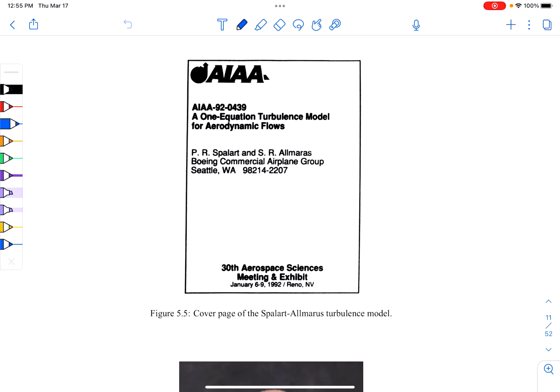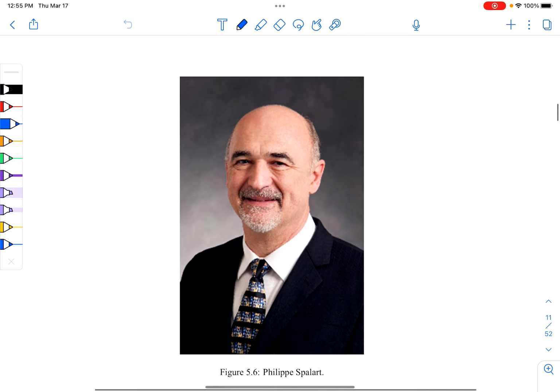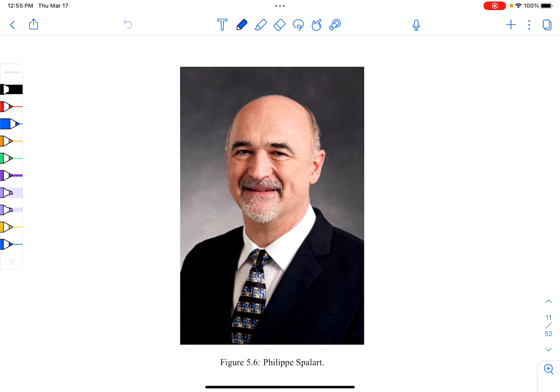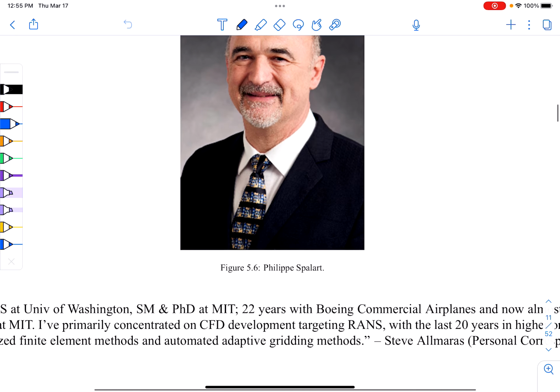So there's the cover page, and this is the first time it was laid down. It was converted into a journal article, which I put in the reading online. I reached out to Allmaras, and I didn't think he had a picture to share publicly, so I won't put one in a recording. But this is an official portrait of Philippe Spalart, and this is a little bit later, more recent. But there he is.